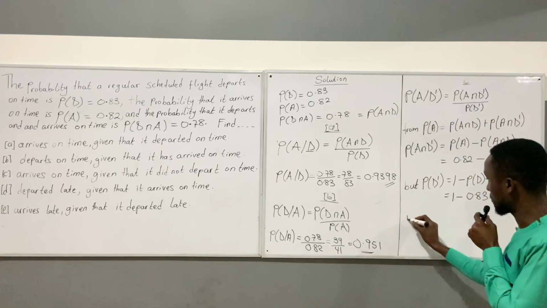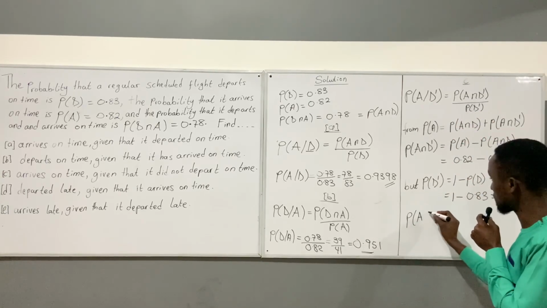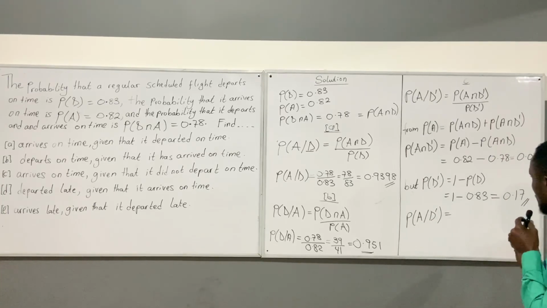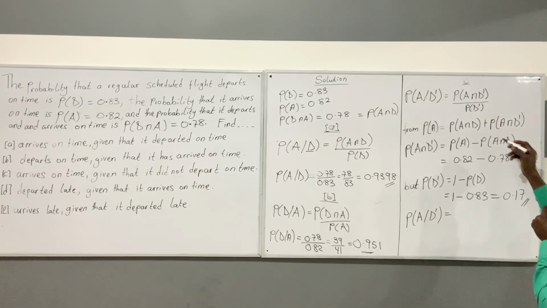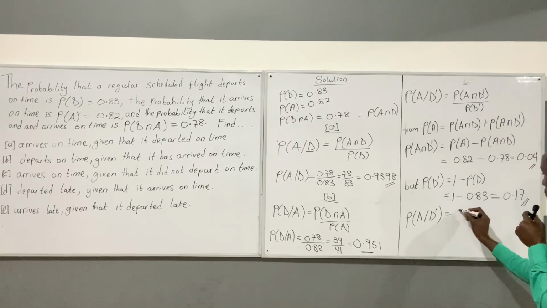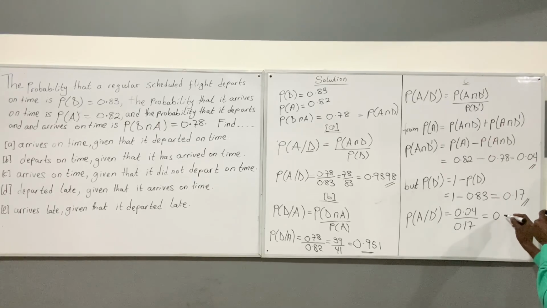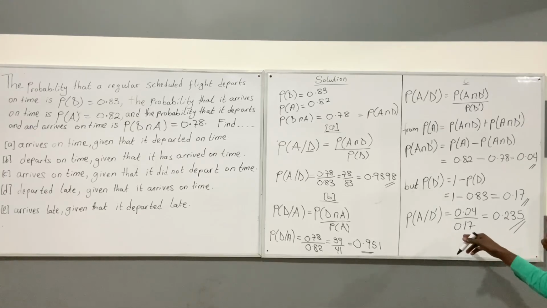So therefore, the probability that the plane arrives on time, given that it did not depart on time, is giving us this over this, which is 0.04 divided by 0.17. When we solve this, we are going to get 0.235, and that is the solution for this one. If you have any other way you can solve this, which is possible, drop it on the page. Okay, we can use other ways to get the same answer.